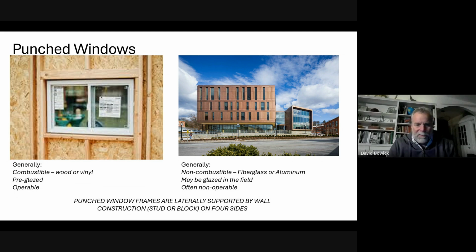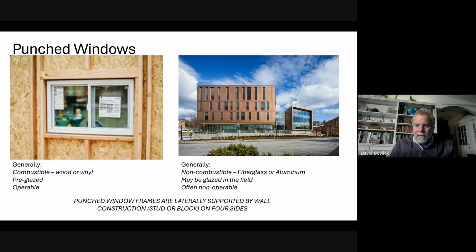Okay, let's look at window systems. So the first one is punched windows. A punched window is a window in a frame. The glass spans to the frame, the frame spans to the framing. Punched windows in wood frame are generally combustible. They're wood or vinyl. Punched windows are generally pre-glazed, and often operable.